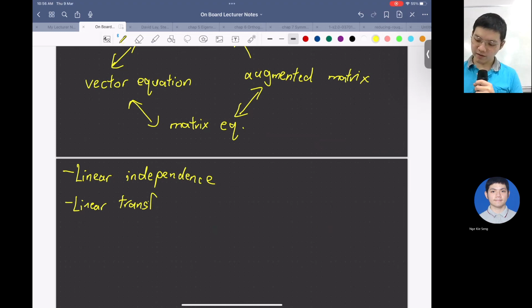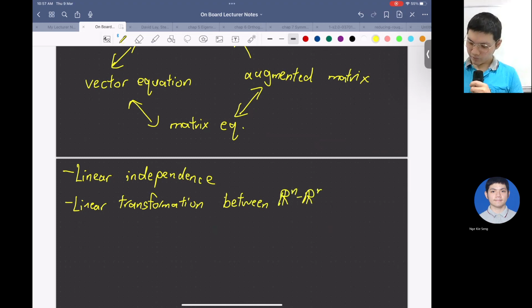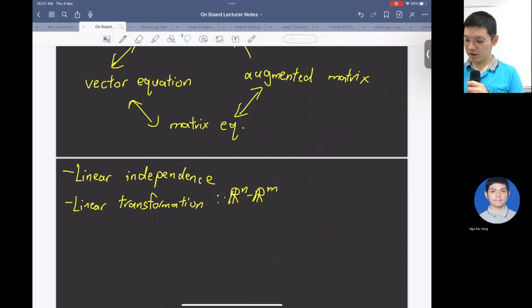Now here I want to put a star on linear transformation. This linear transformation is still between Rn and Rm. I talk relatively fast, so just make sure what I'm saying makes sense first before you accept it. So there are two properties here: onto and one-to-one.